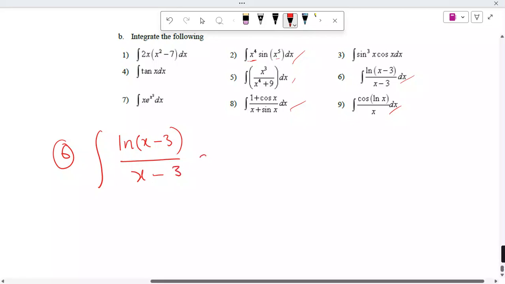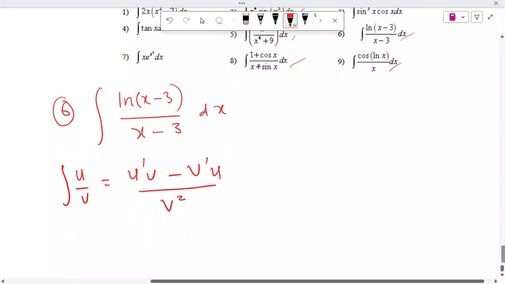Minus 3, dx. For this one, we can directly deploy the quotient rule, because the powers of x are nearly the same, so we can't use substitution. So we just employ the quotient rule. Quotient rule again: u over v is u prime v minus v prime u over v squared. u is the numerator, so we say u equals natural log x minus 3.